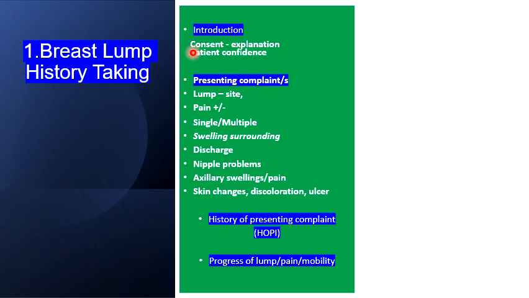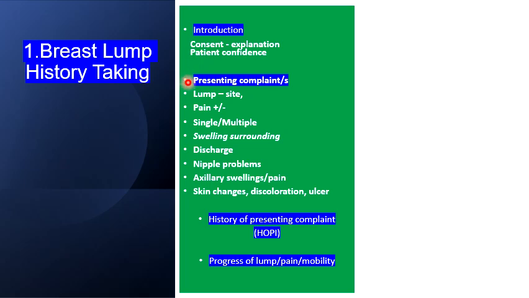Before we go on to the examination proper, it is very important to get a good history as far as clerking a patient with a breast lump. First, you have the introduction where you get a consent. The breast examination is a very important examination where consent has to be taken, full explanation given, and the patient's confidence has to be obtained.